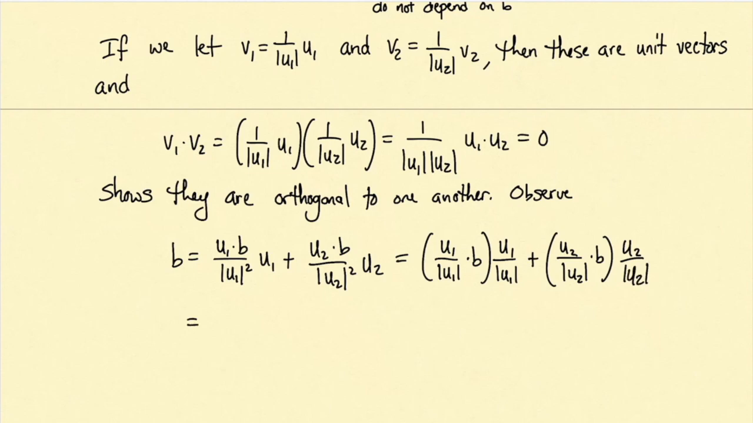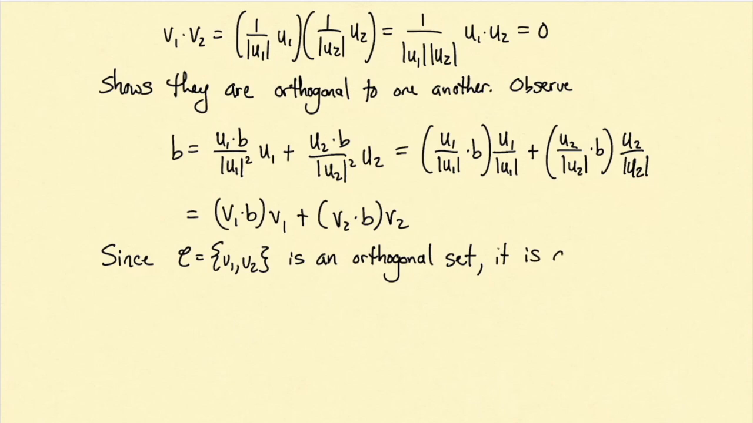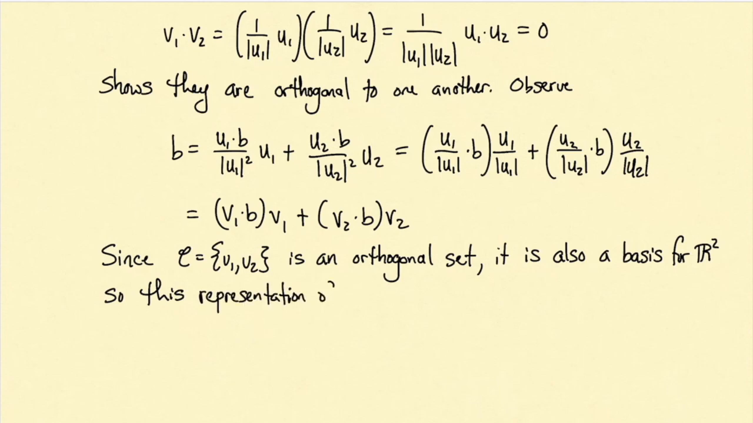We can rewrite this expression as v1 dotted with b times the vector v1, plus v2 dotted with b times the vector v2. Since the set C with the two elements v1 and v2 is an orthogonal set, it is also a basis for R2. This tells us that the representation of b as v1·b times v1 plus v2·b times v2 is unique.